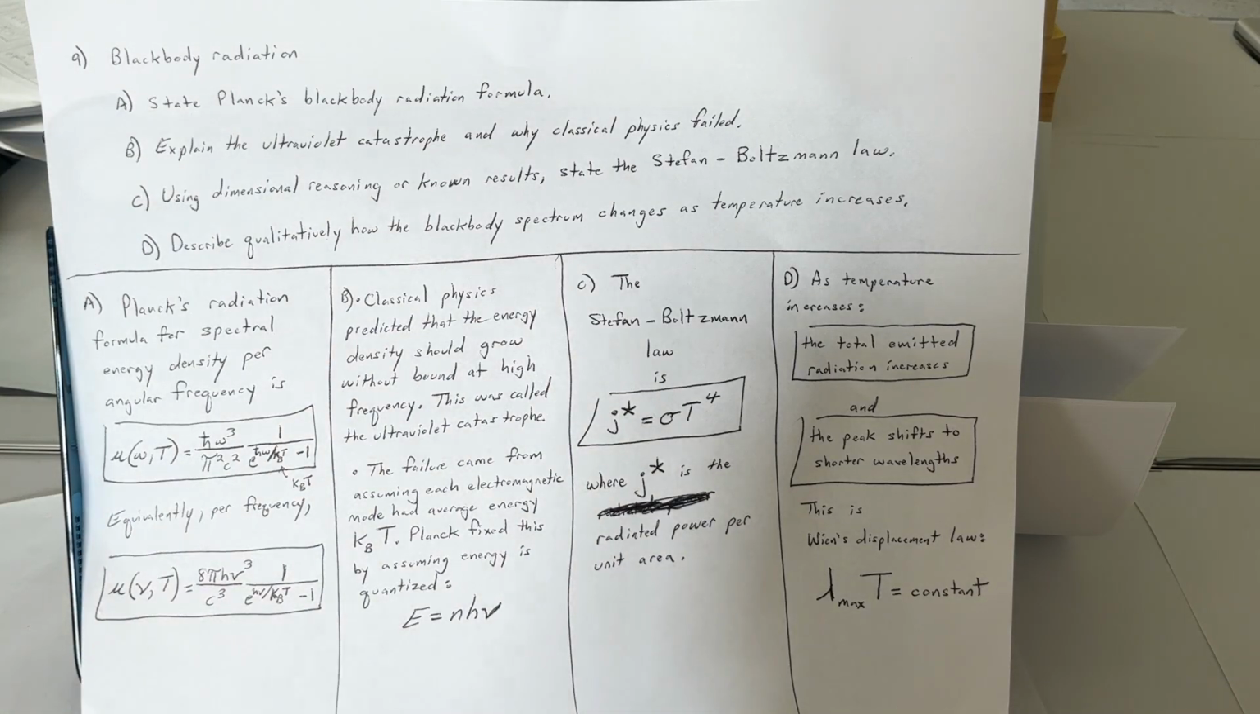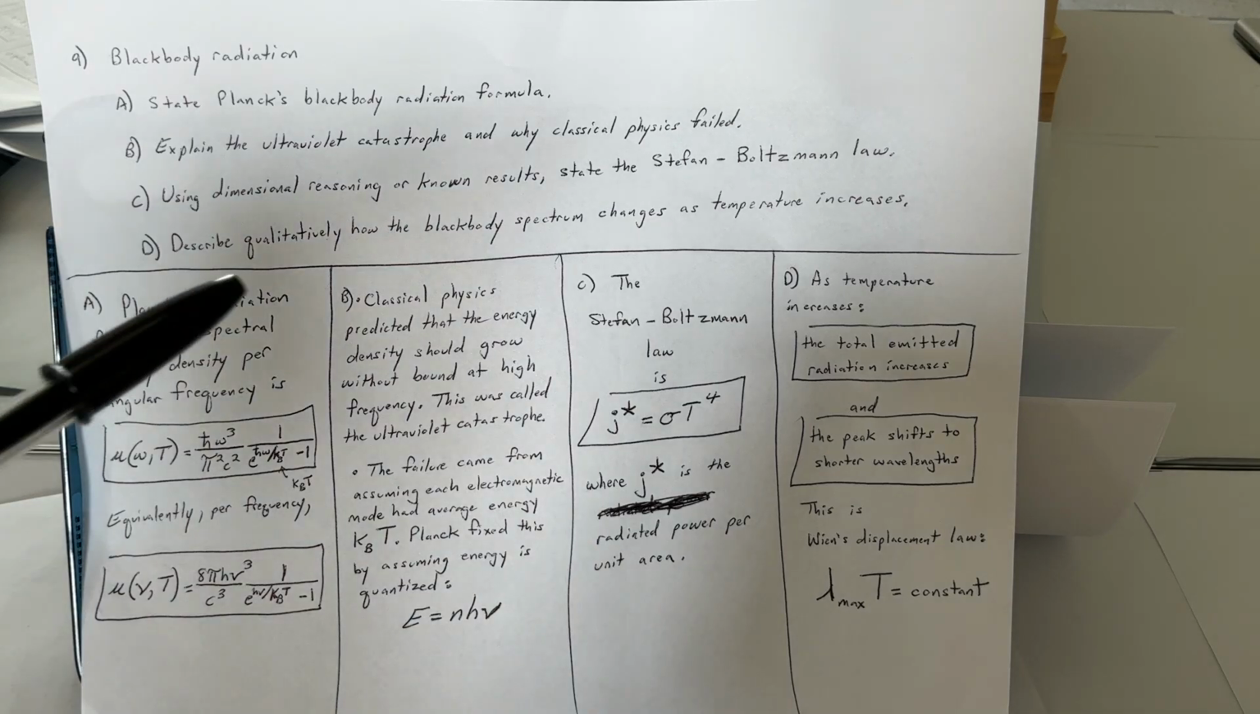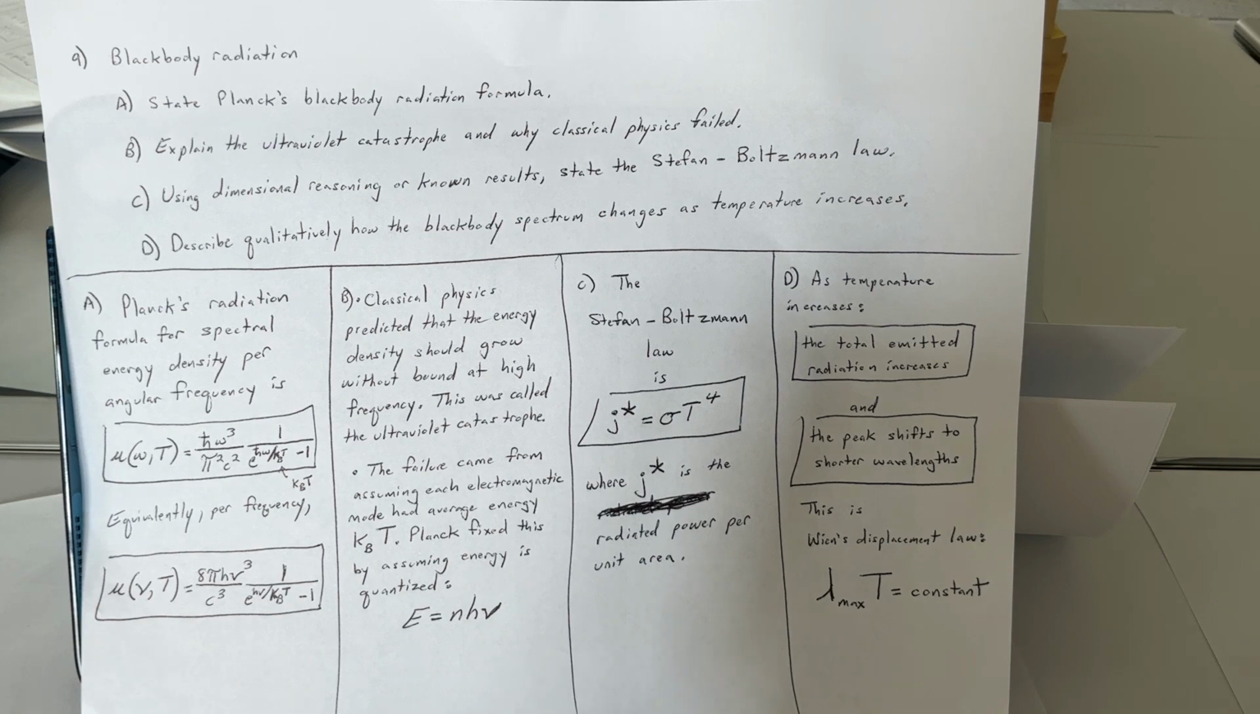For part B, explain the ultraviolet catastrophe and why classical physics failed. So this is, again, a textbook type thing. For part B, classical physics predicted that the energy density should grow without bound at high frequency. This was called the ultraviolet catastrophe.